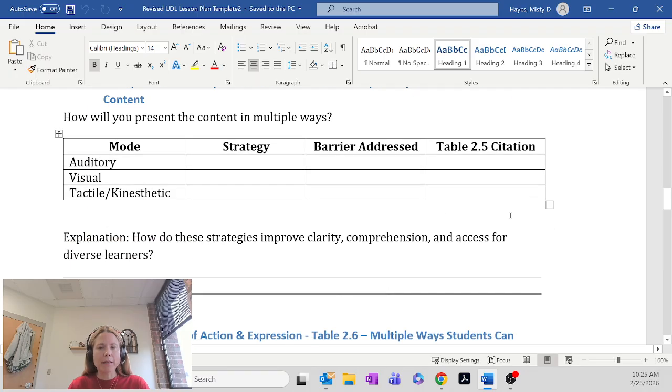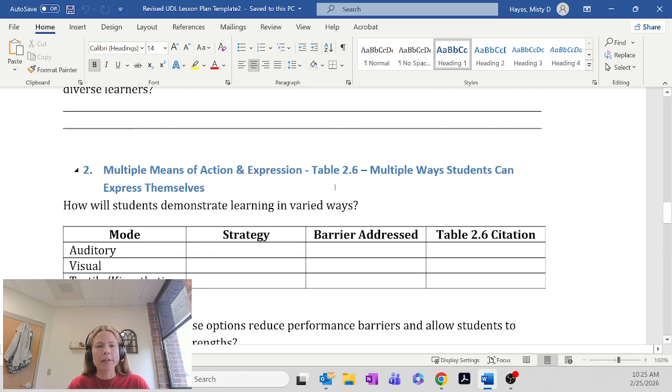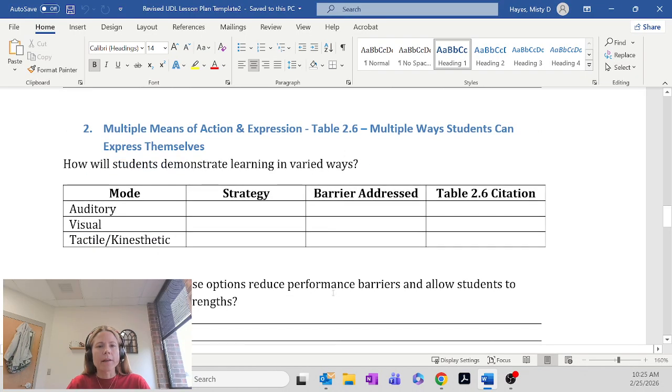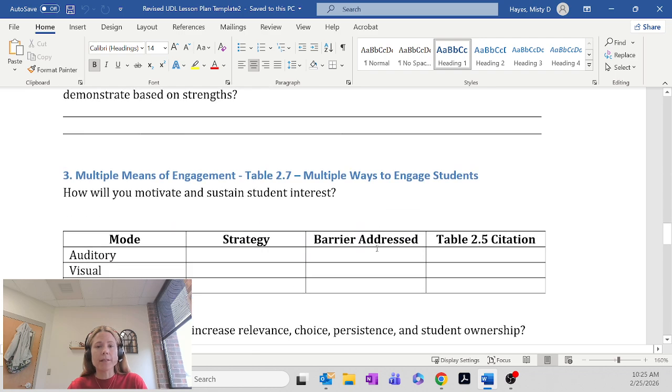You can just leave that blank. I don't care if you fill that out, but I'm looking for these two sections here. And then a short little explanation of how they improve clarity, comprehension, access, and focus. Now we're looking at the second principle of UDL, which means multiple means of action and expression. When we're talking specifically about action and expression, you will use the table 2.6, allowing students to show what they're learning in multiple ways. So how would you do this for auditory, visual, and tactile, and then what barrier would it address? And then again, explain how these options reduce performance barriers and allow them to demonstrate what they know based on their strengths.